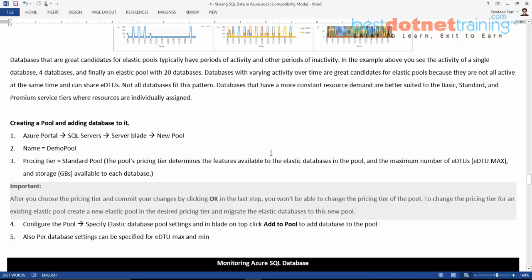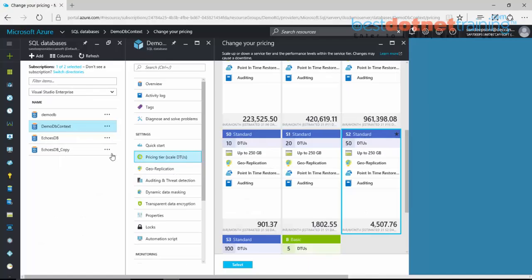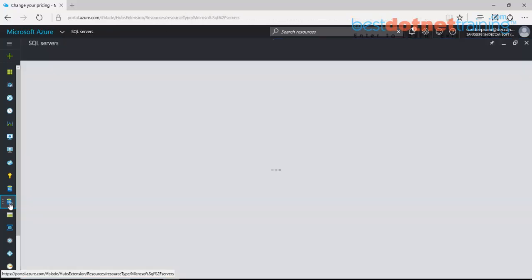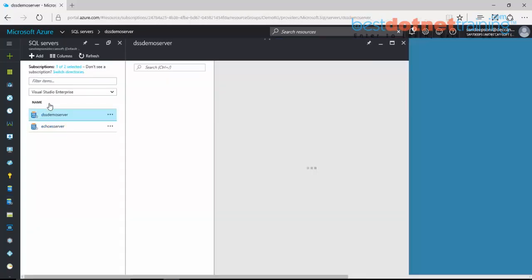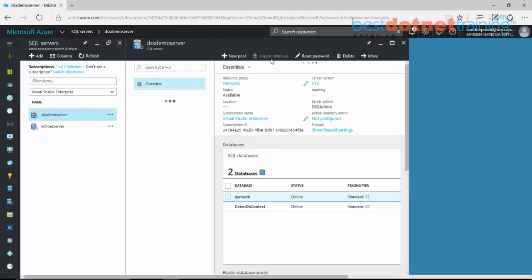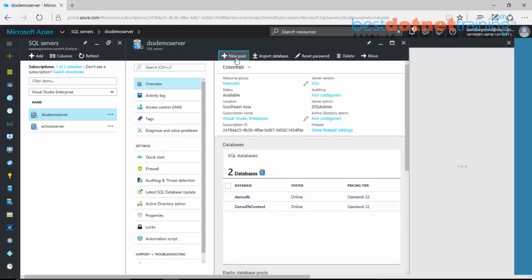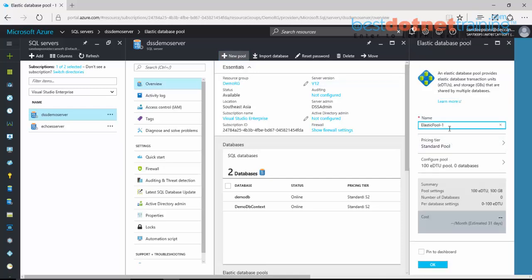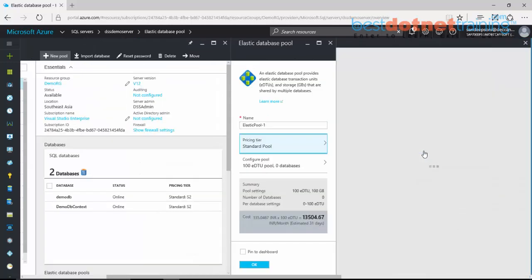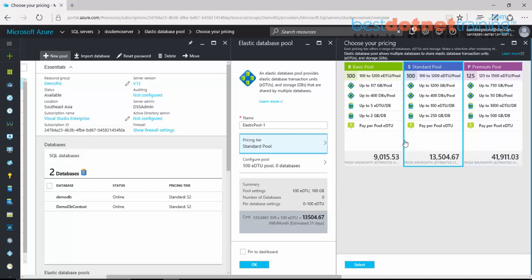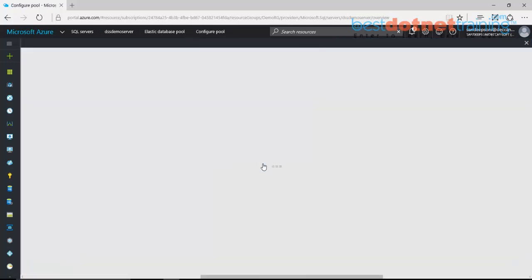So how do you create this elastic pool? You have to go to the logical server, and in the logical server you'll have to add a new pool. Let's say elastic pool 1 or demo pool. Based on the requirement you can give a name. Then pricing tier. Here also you have the option of choosing the more appropriate pricing tier: basic, standard or premium. And then what is important is, based on the pricing tier chosen, you can now go for the pool configuration.